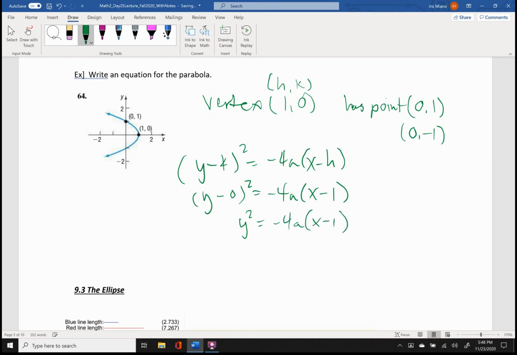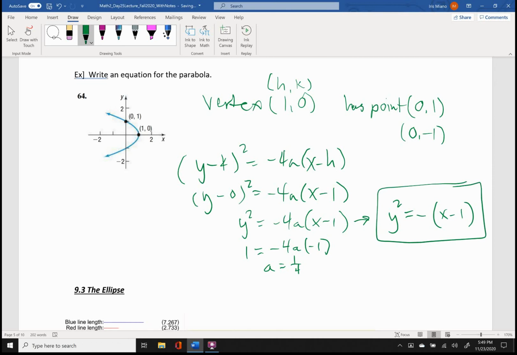But you've got to plug in one of these points in order to get the rest of it. So let's go ahead and plug in this 0, 1. So we get 1 equals, and this 0 is at the x, so we get -4a times the -1. So that'll be a equals 1/4. Cute. All right, plugging that back into this equation here, we get y squared equals negative quantity x minus 1. Cute, and that's done.